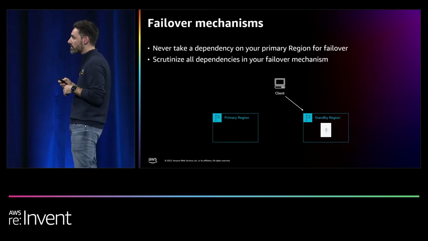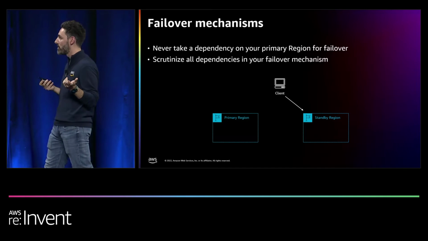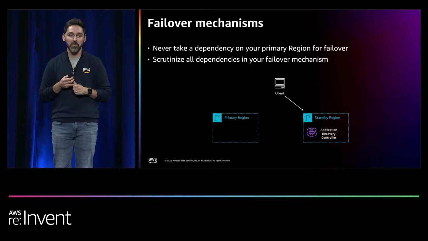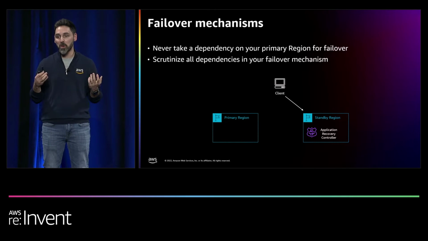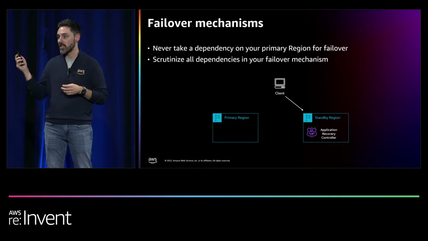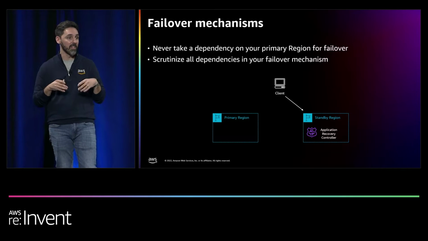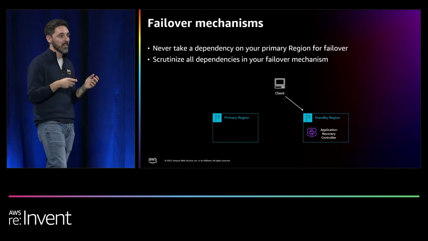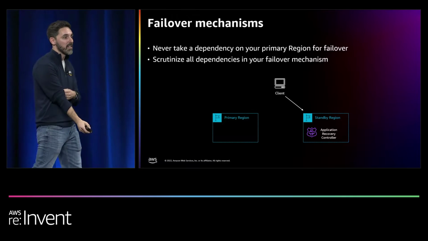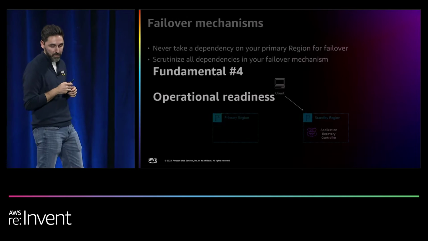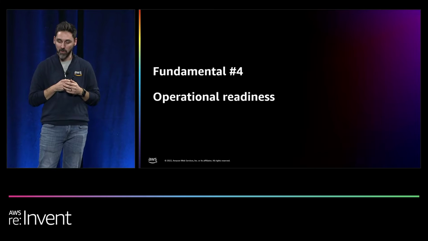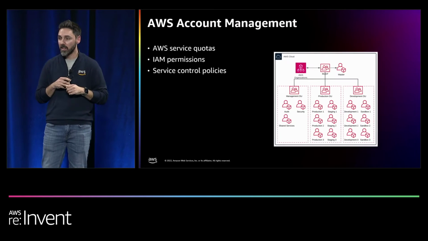One tool we have at AWS, which I briefly called out, is Route 53 Application Recovery Controller. That's a purpose-built service to do just this. We provide 5 regional endpoints that you can use to safely and confidently trigger a failover without taking a dependency on your primary region. So that takes us to fundamental 4, operational readiness.